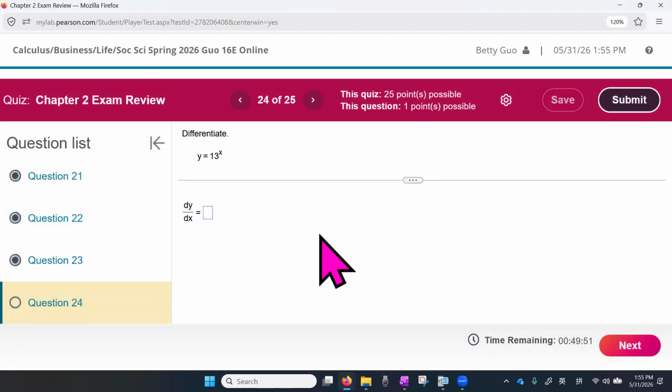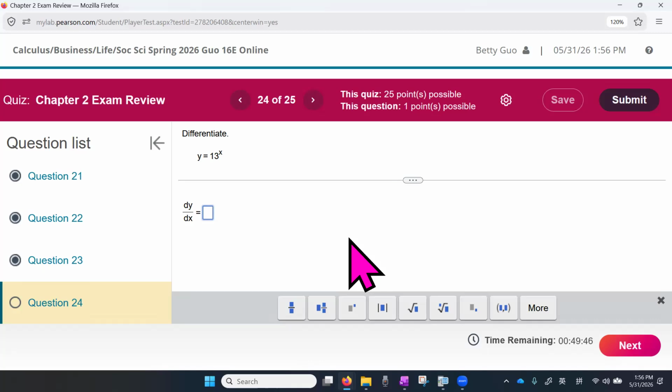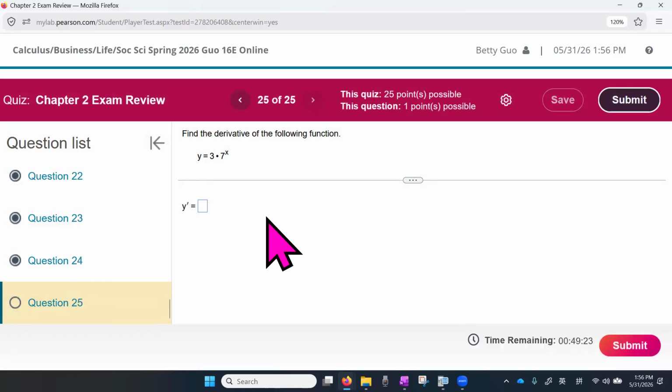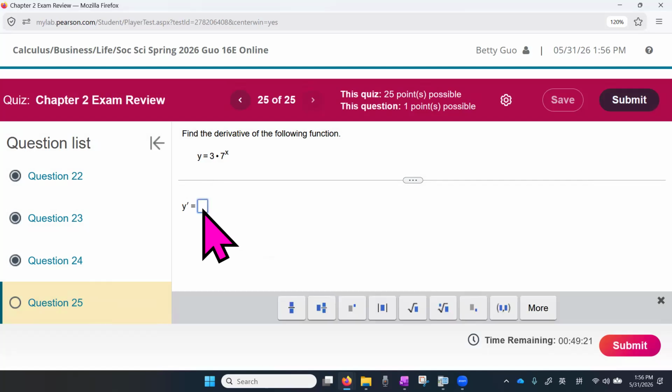Question number 24, differentiate. This type of problem is very straightforward. You really shouldn't mess up those problems. And multiply with ln 13. Question number 25. Same as earlier.